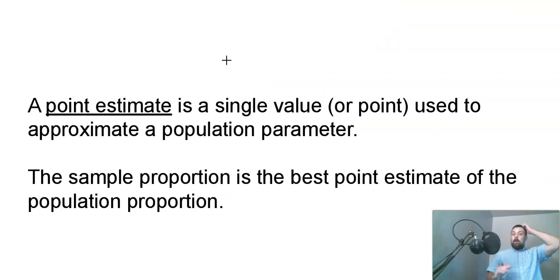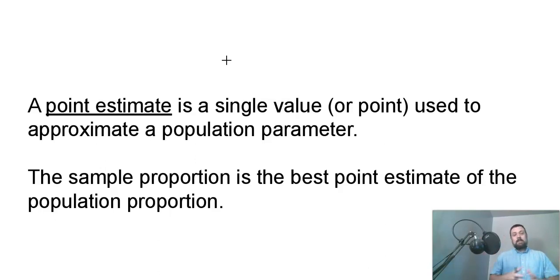Now, the concept of using the sample proportion to estimate the population proportion is called a point estimate, which just means a single value estimate. So if you had to pick one number to best estimate the population proportion, it would be the sample proportion. That would be your best way of estimating the population proportion.